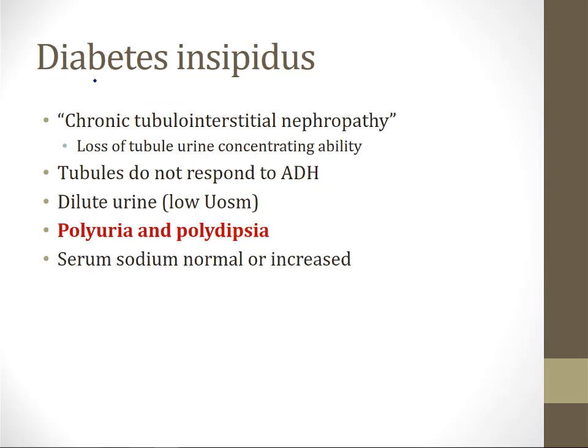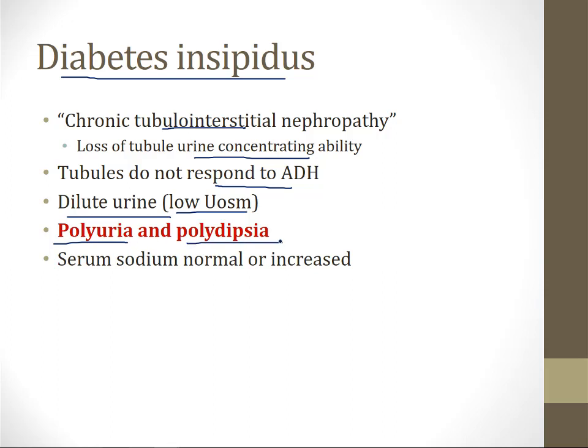Lithium is a classic cause of nephrogenic diabetes insipidus. You will read in your textbooks that lithium causes a chronic tubulointerstitial nephropathy, and what this means is that the tubules in the kidneys become unable to concentrate the urine and they do not respond to ADH. As a result, lots of free water goes out in the urine, and the urine is very dilute with a low urine osmolarity. Because there's lots of urine being produced, the patient will complain of polyuria, and the polyuria will make them thirsty, so they will drink a lot and complain of polydipsia, meaning they're thirsty all the time.